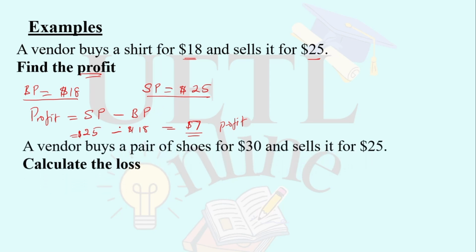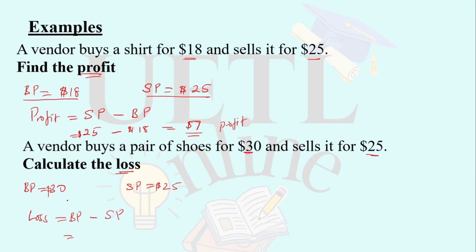The next example says that a vendor buys a pair of shoes for $30, then sells it for $25. Here the buying price is $30, and the selling price is $25. You can see that the selling price is less than the buying price. This means that he made a loss. The question says calculate the loss. The loss is calculated by buying price minus selling price. As easy as that.